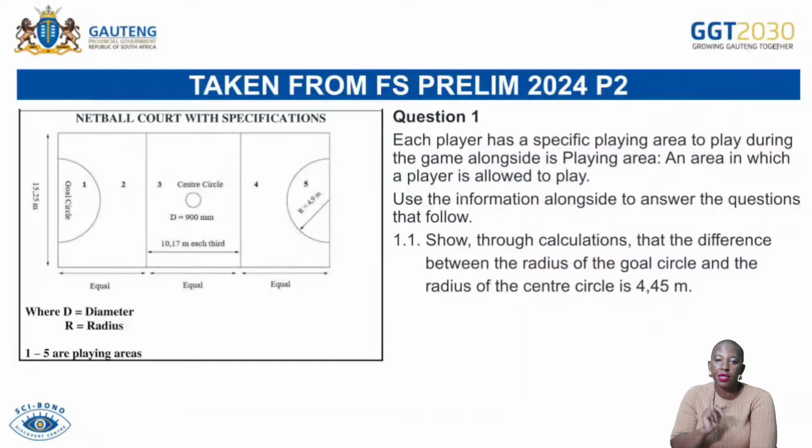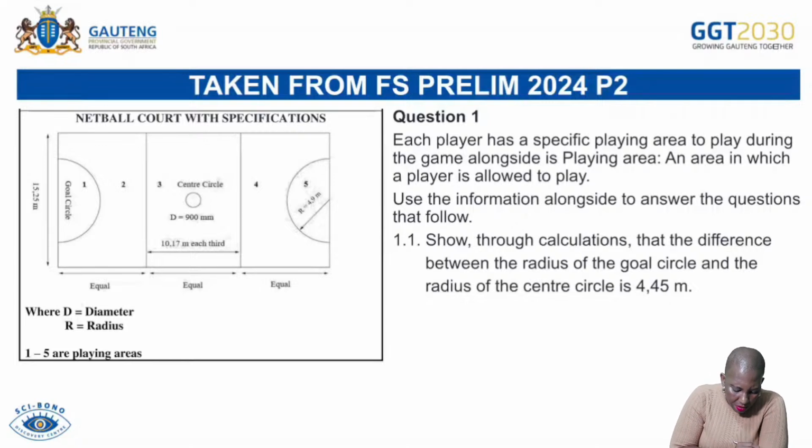But before you can even attempt the questions, boys and girls, you need to check, are the units the same? Here for the length, it is 15,25, it's in meters, and then the diameter for the center, it's 900 millimeters, and then the width between the 2 lines here, it is 10,17 meters, and then the radius for goal circle, it is 4,9 meters. So meaning the 3 parts are in meters, only the diameter of the center circle is in what?